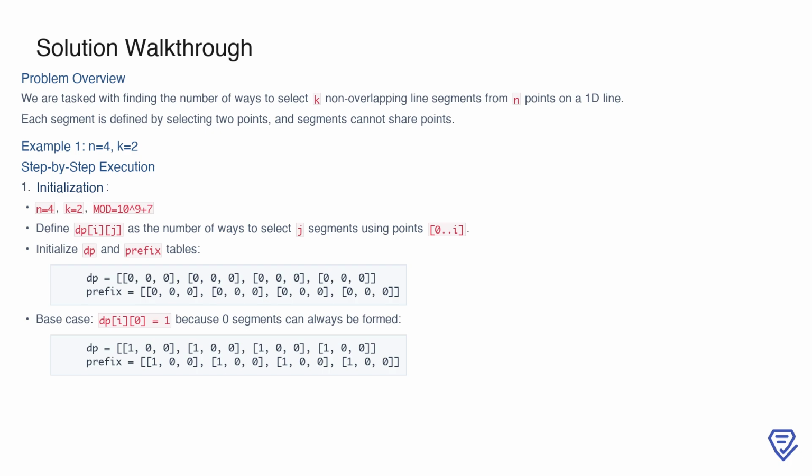For the base case, if no segments are to be formed, there's exactly one way to do so, which is to not select any points. This means dp[i][0] equals 1 for all i. The prefix table is initialized similarly, where prefix[i][j] stores cumulative sums of dp values up to i to optimize summation calculations later. After initialization, both tables are ready to be populated for higher values of j.